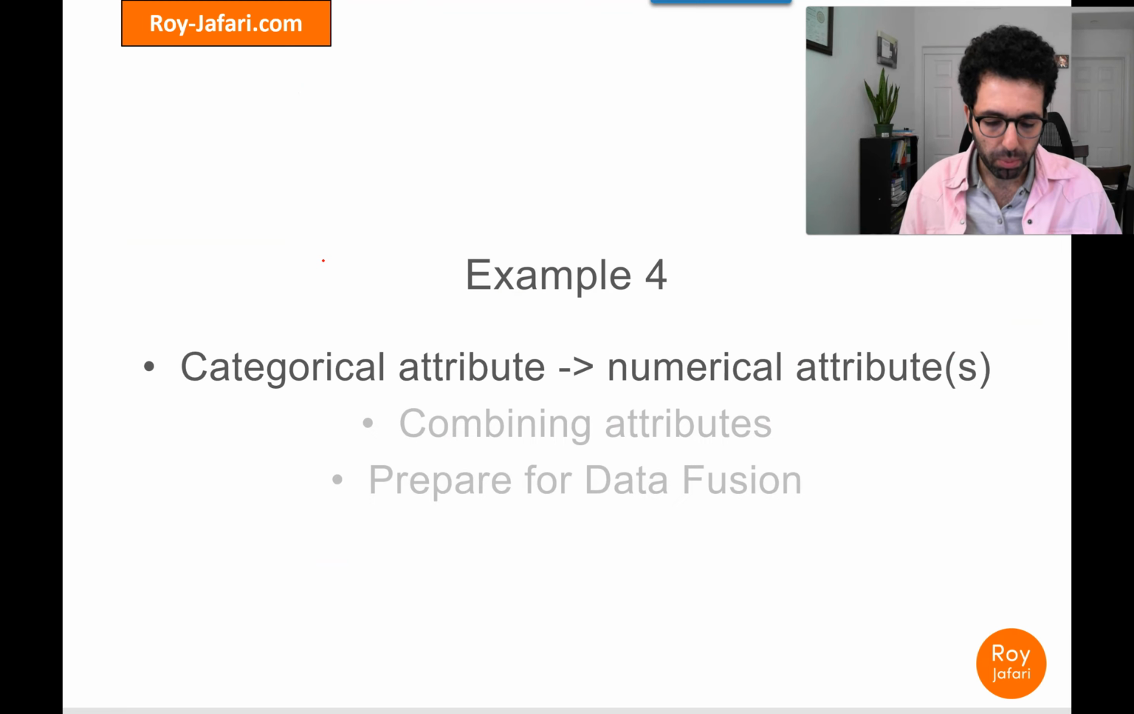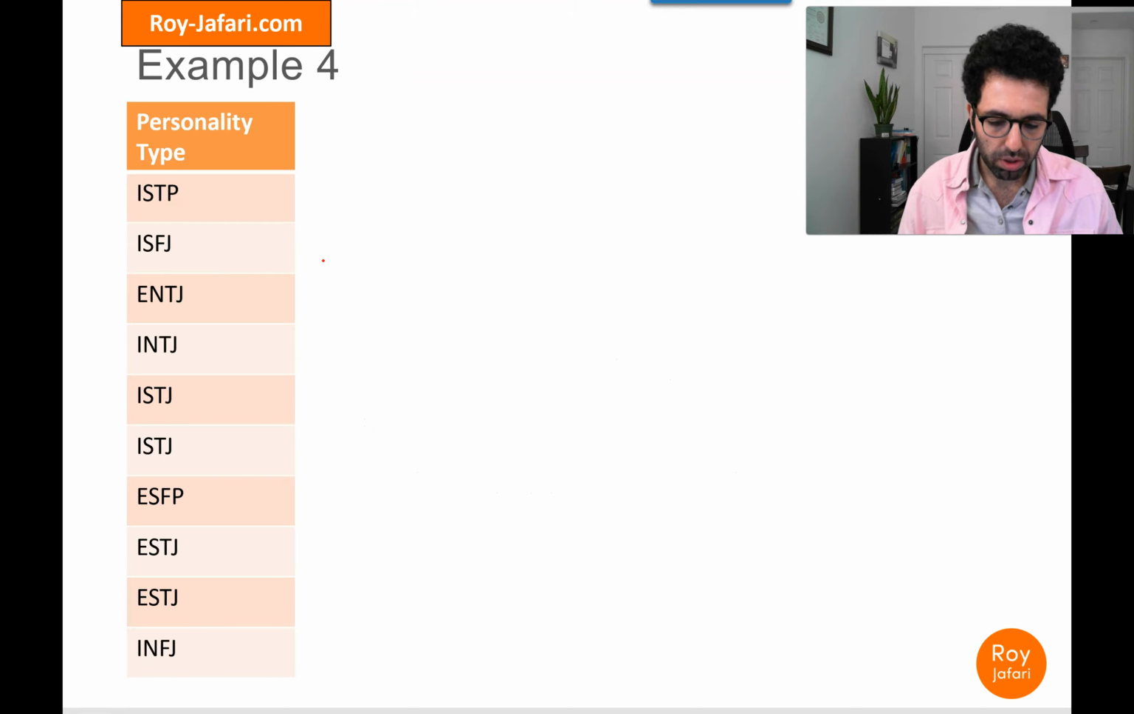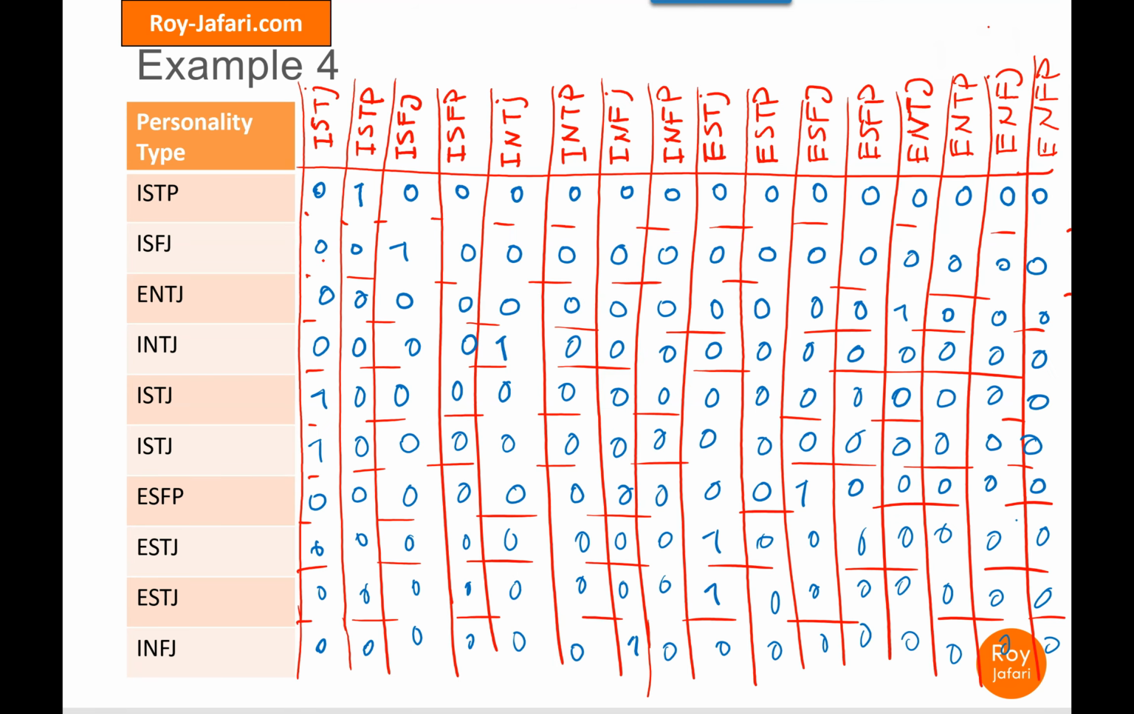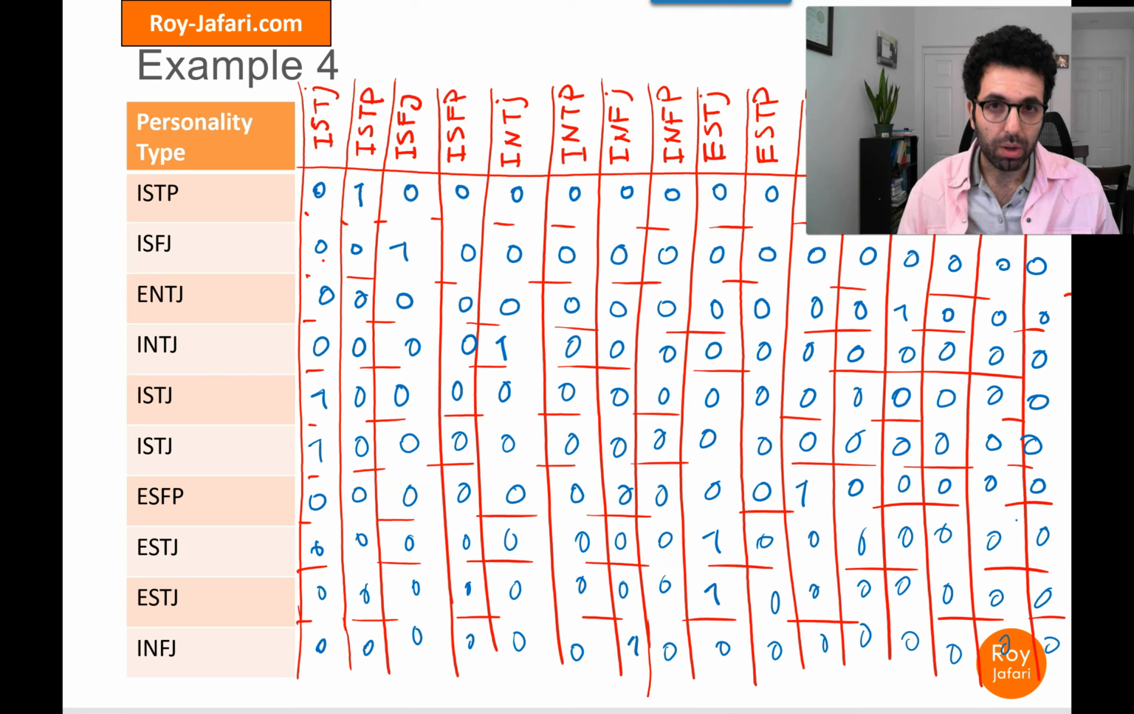Another example we want to look at is converting a categorical attribute to numerical ones. This one is an example of personality type. Of course, when we have these 16 personality types, the MBTI personalities, we could do something like this. We could do the binary coding. We've got 16 possible personality types. We could do this, and this is the simplest way we could move from the categorical attribute to the numerical one. But there are other ways to go about this.